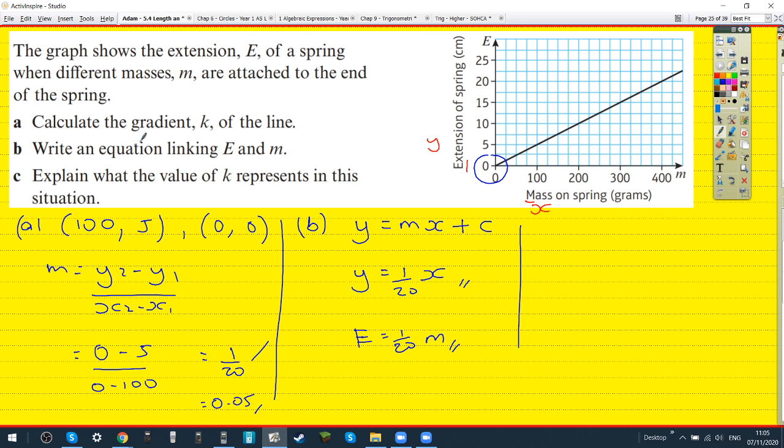Explain what the value of k represents in this situation. So k was the 1 over 20 or 0.05. So in this situation, what is the practical interpretation of k? What does k represent? 0.05, the gradient. But in the real world situation of a mass being attached to a spring and the extension of the spring, any idea what the gradient represents? Like the length of it being extended.